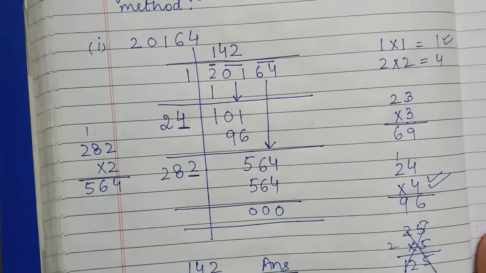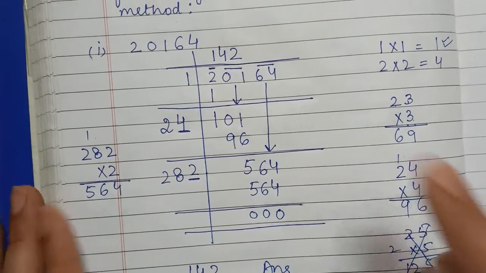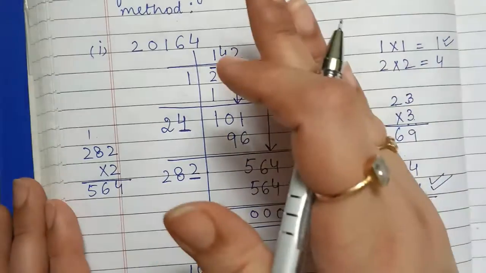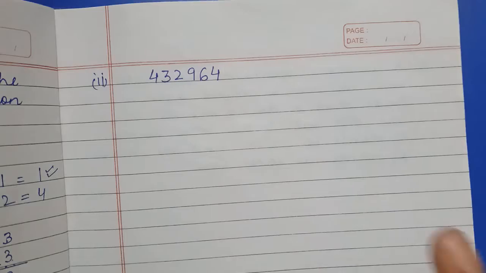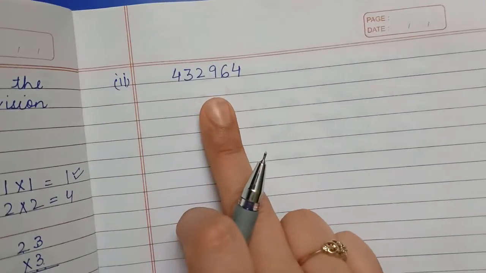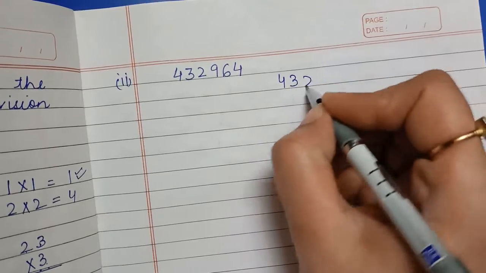So the only thing you have to remember is that you have to form the pair initially in the very first step, starting from the end, from the right side. Similarly, I have written another question. Again, we have to find the square root of this given number by applying the long division method.